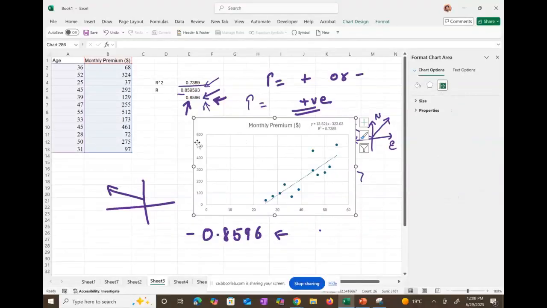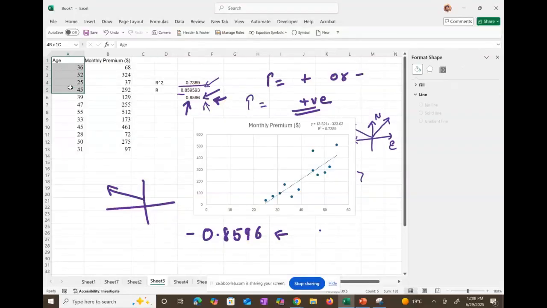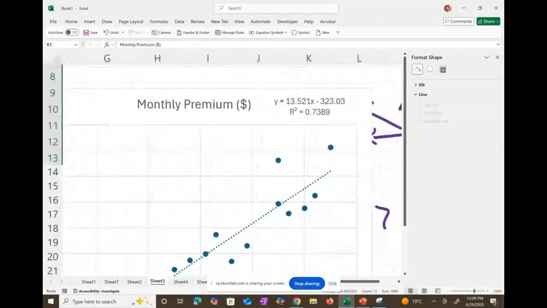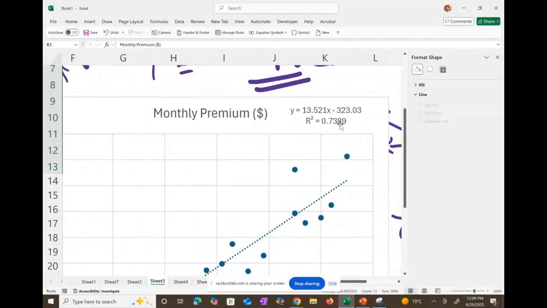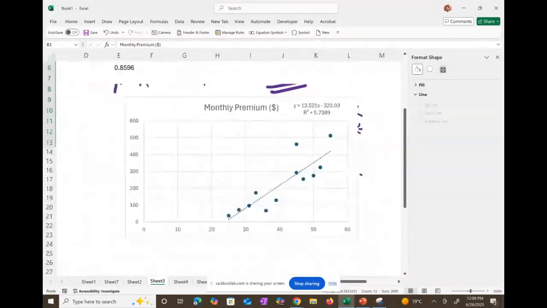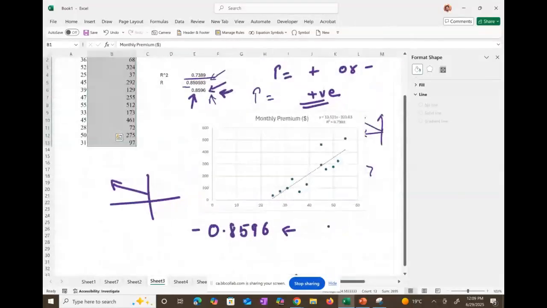All right. Now, we figured out the R square value. Now we wanted to understand the meaning of this. Let's look into this data. It tells us what is the relation between the age and the monthly premium paid. So based on this R square value, if I put it in percentage form, by multiplying it by 100, I can get 73.89, or I can say approximately 74%.